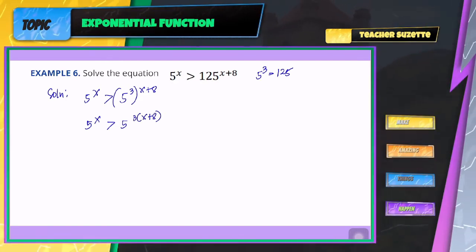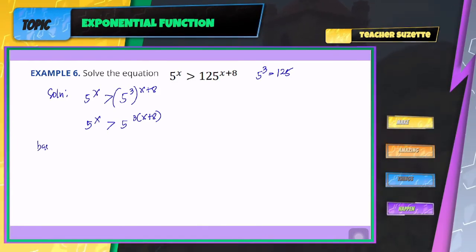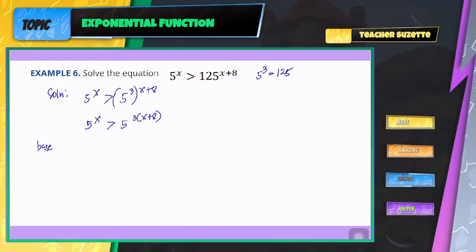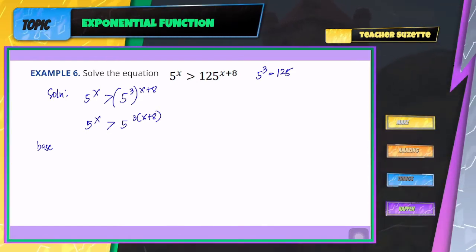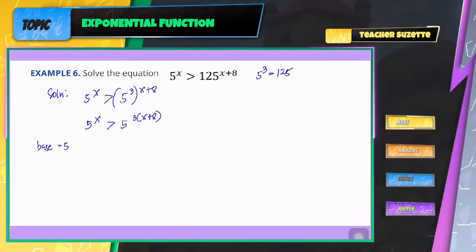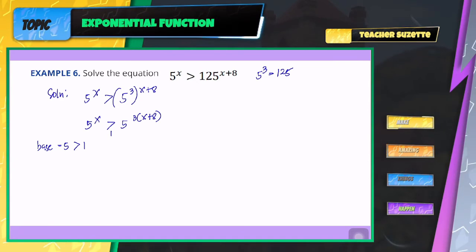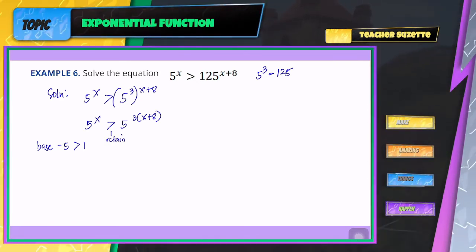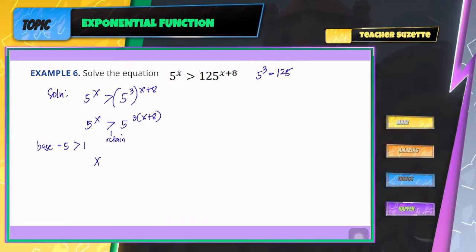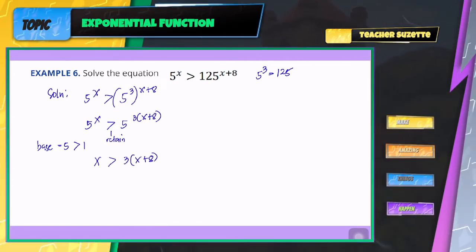Now, we have the same base, no? Ang base natin kanina, this example 5 is the same with our example number 6, which is greater than 1, kasi ang ating base ay 5. So, greater than 1 siya. Therefore, we are going to retain the sign of our inequality. So, you will have x is greater than 3 times x plus 8.